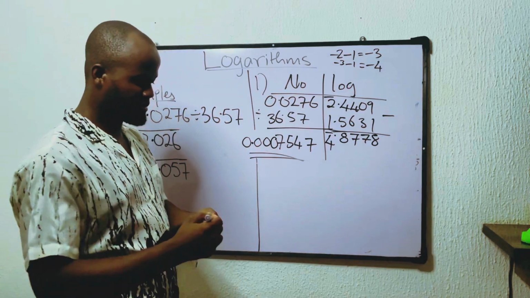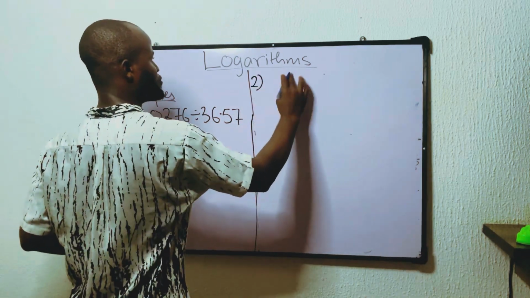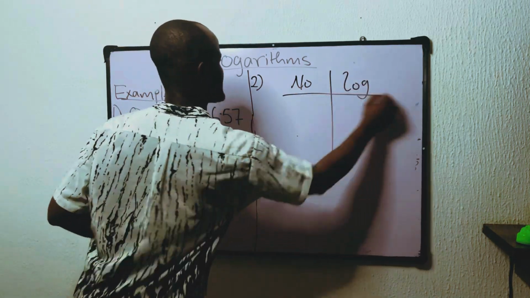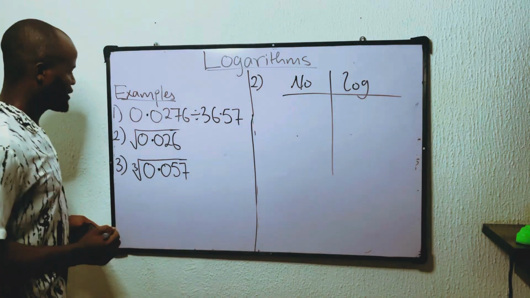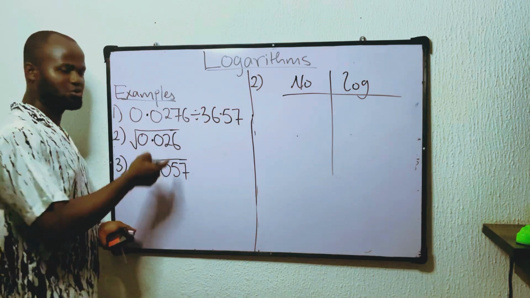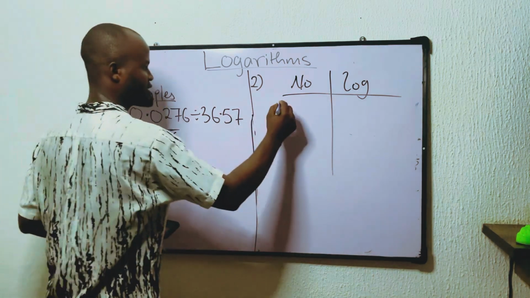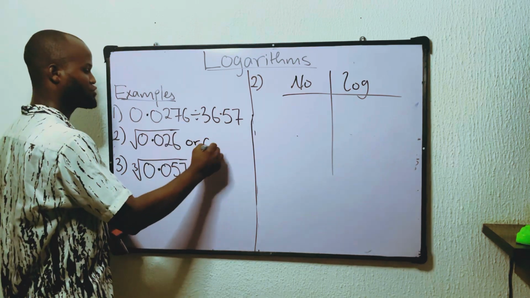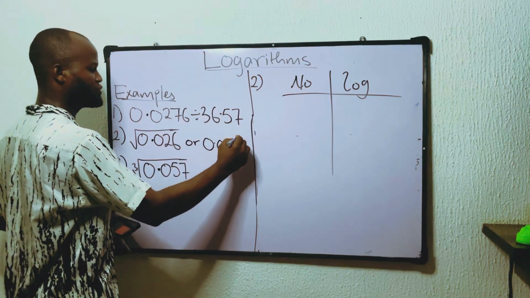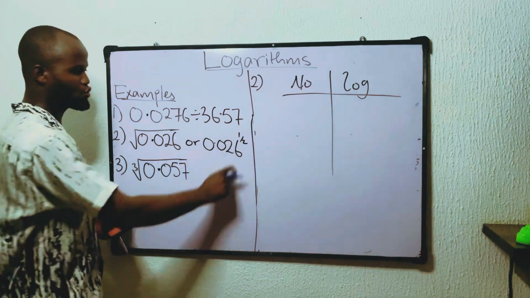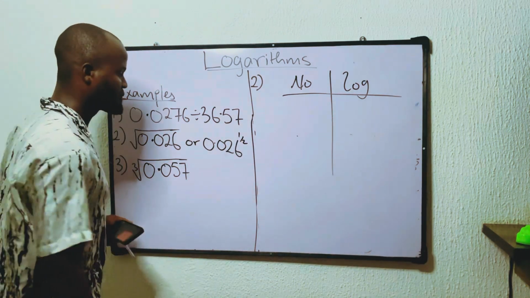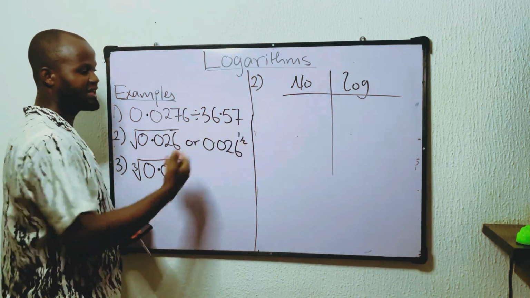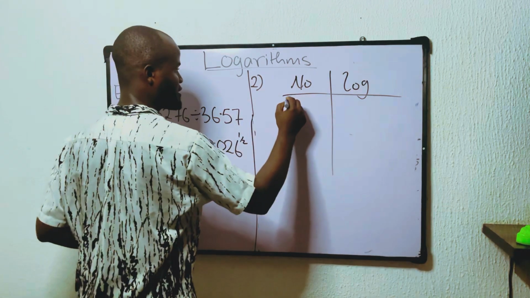So let's take the second example. So in example 2 here, we have our number and we have our log. So what are we looking for? We're looking for the square root of 0.026. So let's write it down. Remember that this could be rewritten as 0.026 raised to power 1 over 2 because it's square root according to the law of indices. So that means I'm going to find the logarithm of this number and I'll divide it by 2.